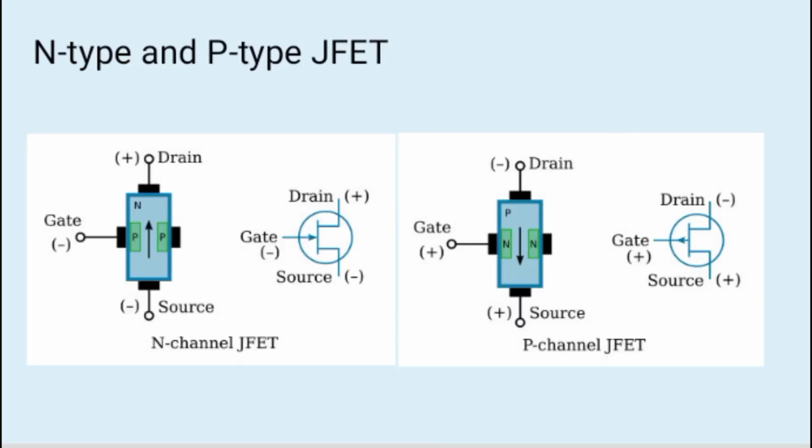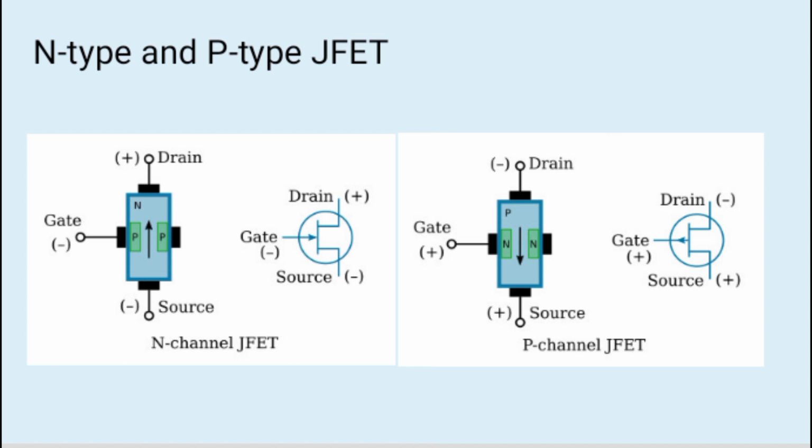JFETs can be of two types: N-type JFET and P-type JFET. The primary difference between the two types of JFETs is in the polarity of the semiconductor channel. In an N-type JFET, the semiconductor channel is made of N-type material, and the gate terminal is connected to a P-type region on either side of the channel. When a negative voltage is applied to the gate with respect to the source, the depletion region widens, reducing the cross-sectional area of the channel and decreasing the current flow.